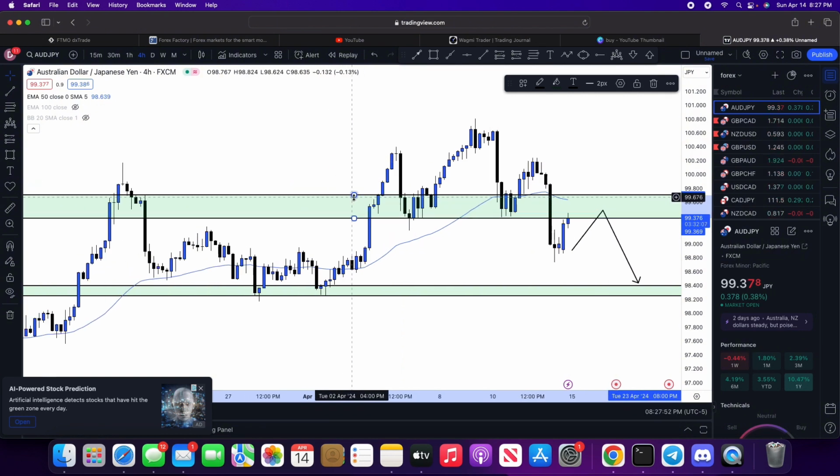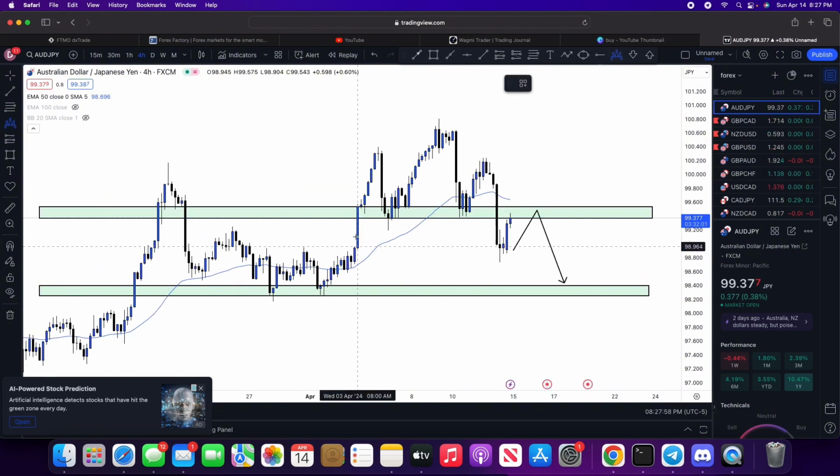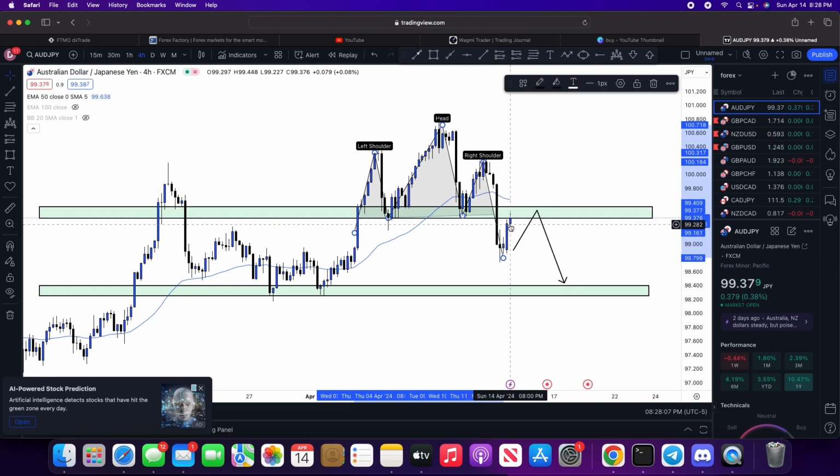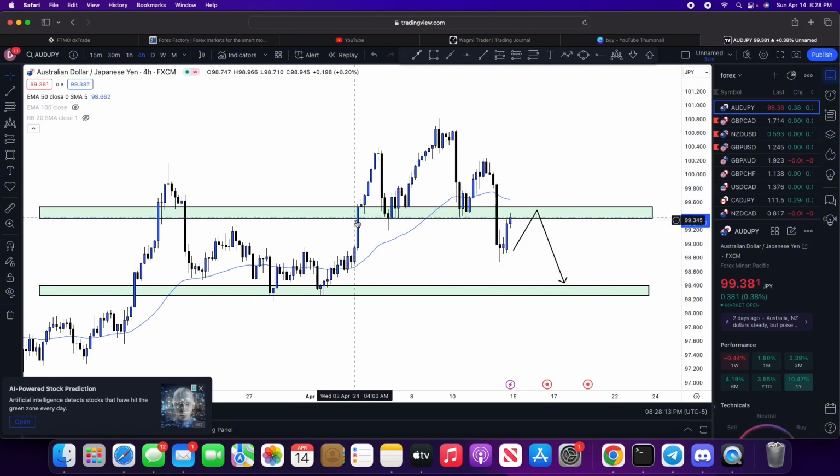What do I mean by that? If we just look right here, we have a left shoulder, head, right shoulder, we broke below, and now what are we doing? We are retesting this neckline. And what a coincidence, this neckline is also a 4-hour area of interest.